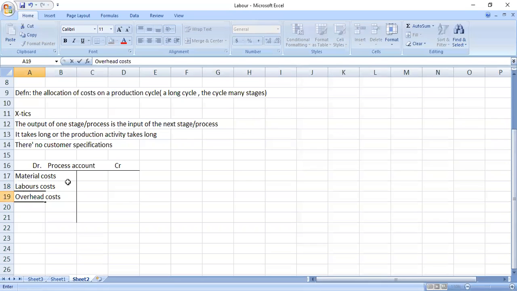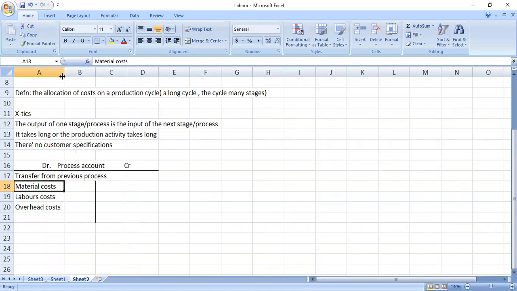This is an assumption that this is the first stage, the first account. Otherwise, if it were the second stage, you would have what we call transfer from process 1, or from the previous process, coming in here. So allow me to generalize that: transfer from a previous process or stage. I hope we are together.